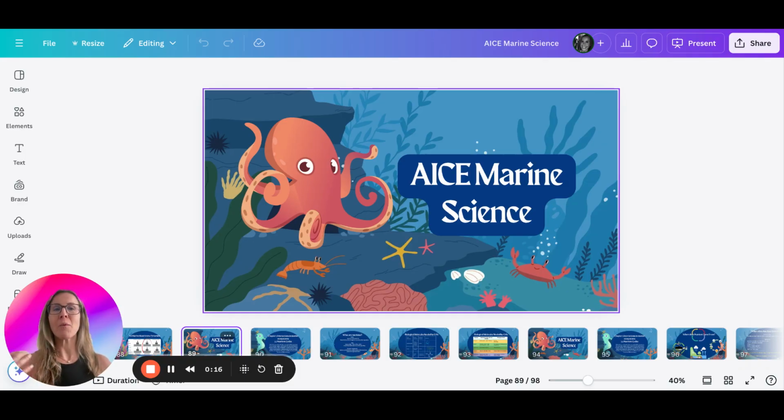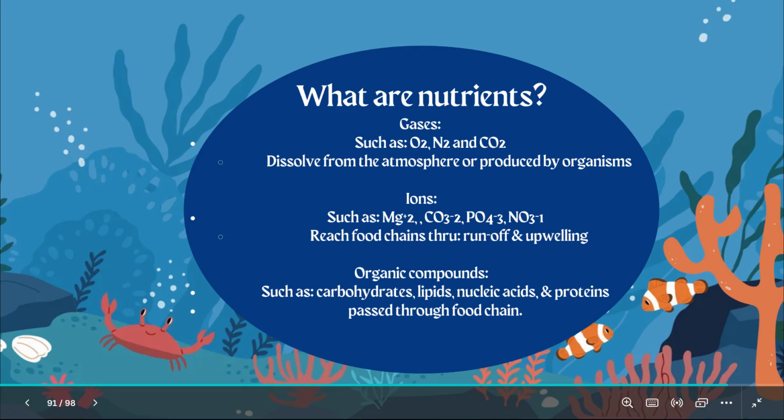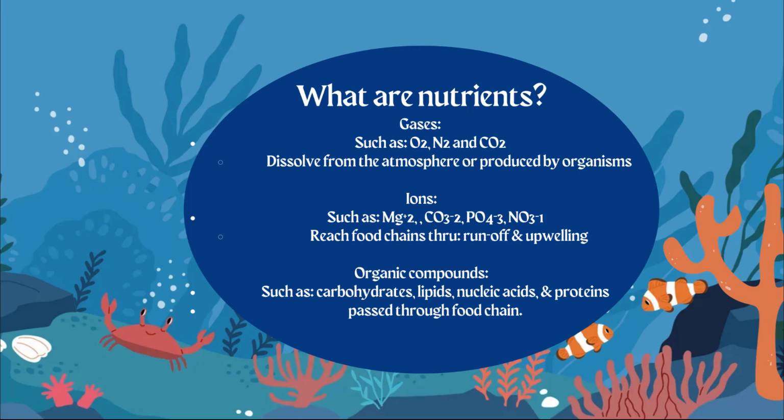Today, let's talk about what nutrients are so that we understand how they're cycled through to get to other organisms, like in a food chain or a food web. So, first, what are the nutrients that cycle through the entire food web, right? All the different food chains within a food web. So gases: oxygen, nitrates, carbon dioxide. They're either going to be produced by organisms or they're going to be in the atmosphere.